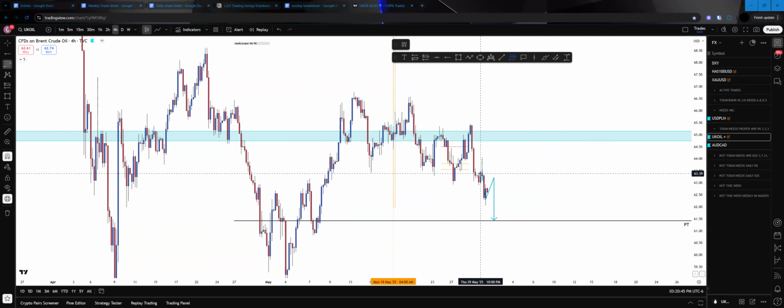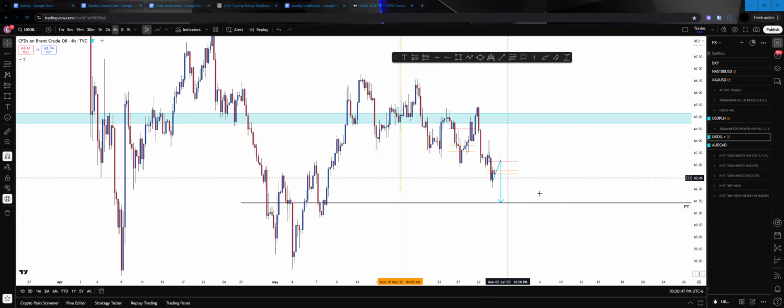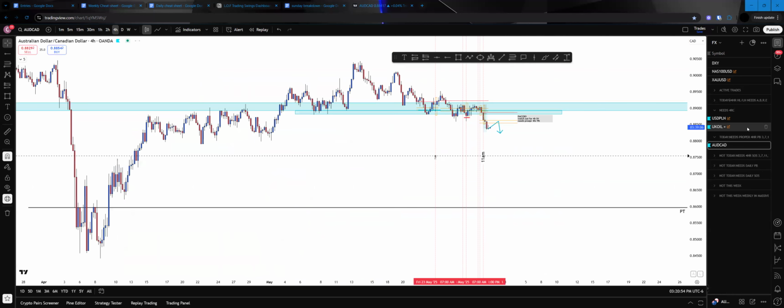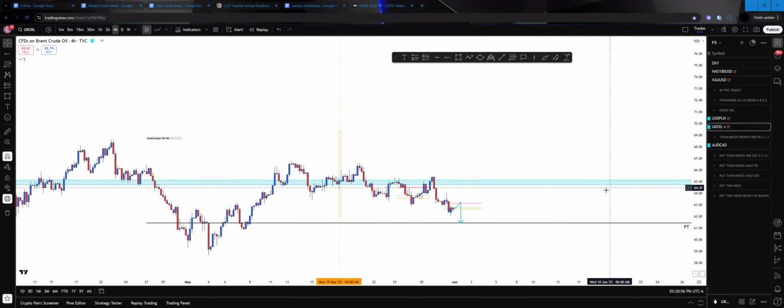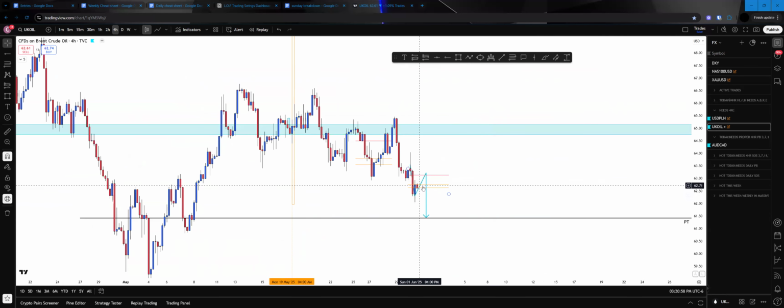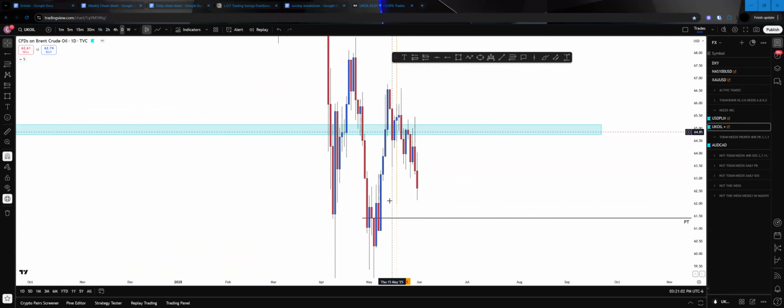So it did. Okay. So the 4 hour just needs a rejection confirmation. Perfect. So once we get the 4 hour close bearish in this direction, then we can look at it. Yeah, we did have a proper daily pullback because all of this is the daily.